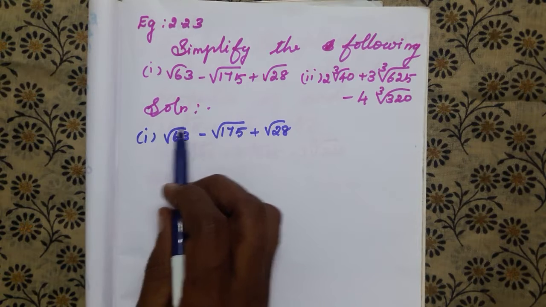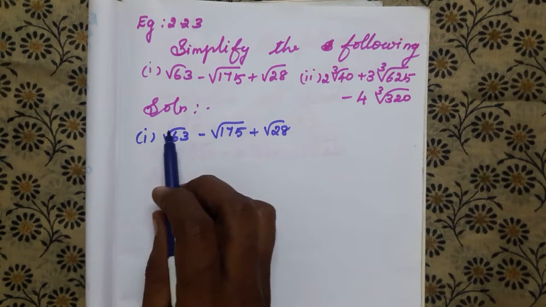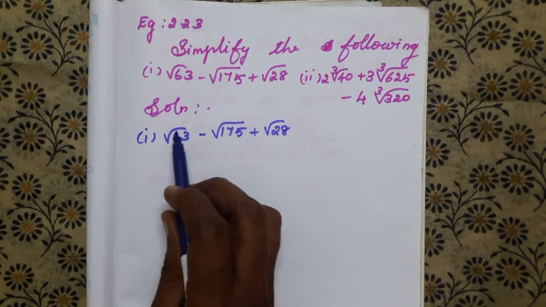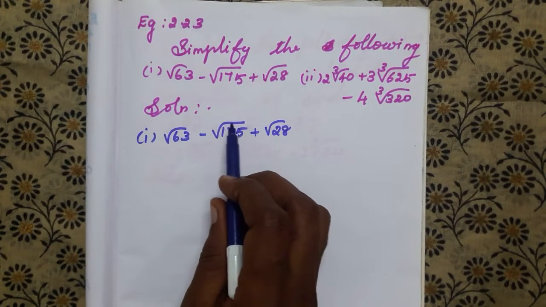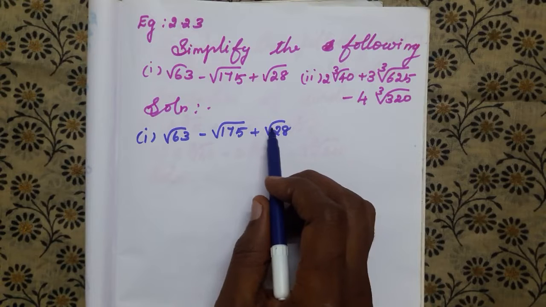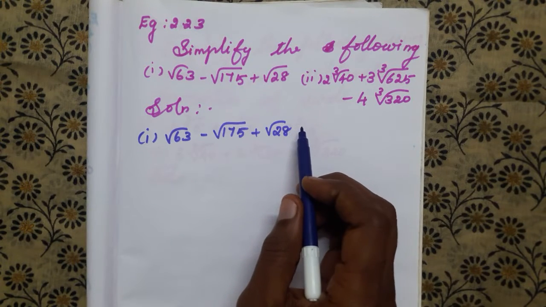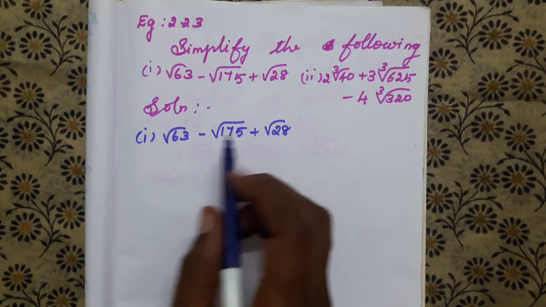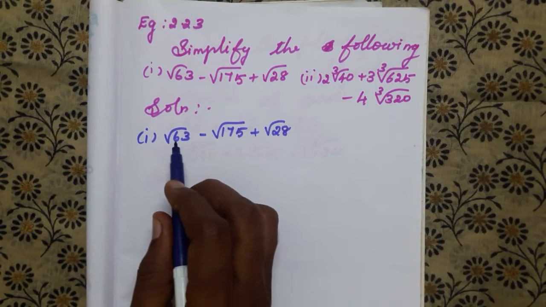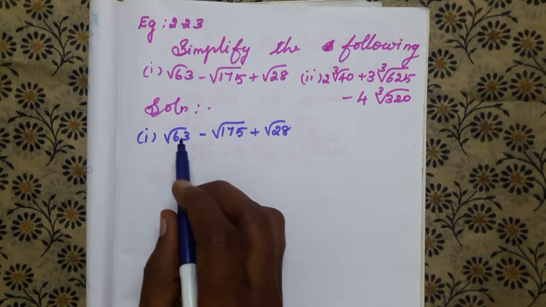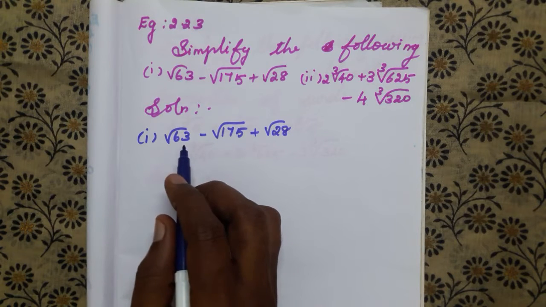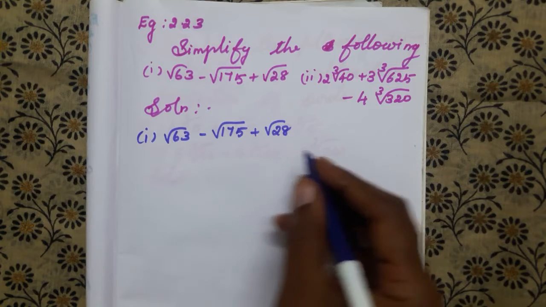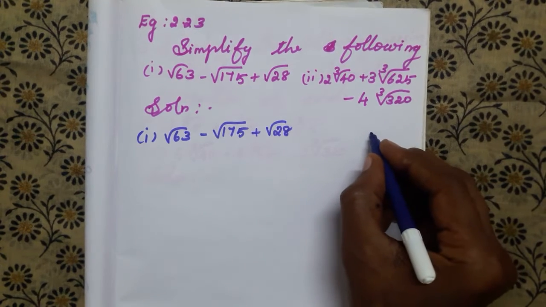What's the order? Everywhere order is 2. But the radicand here is 63, here 175, here 28. The radicand is not equal. But can we simplify this? Yes, we can write this in the simplest form. Root 63, first we have to write in the simplest form.